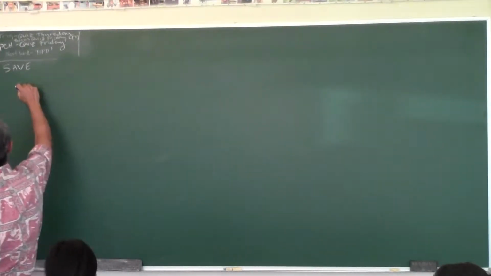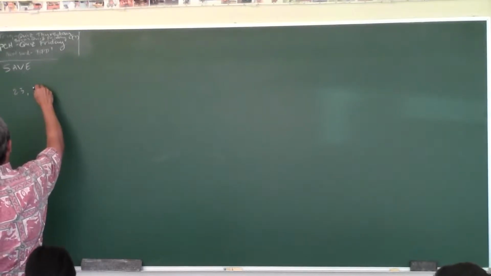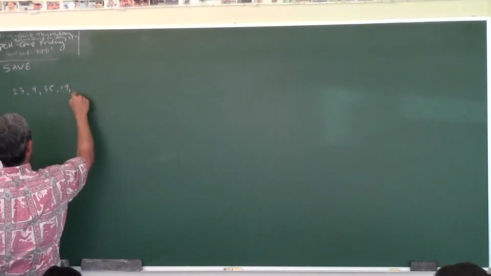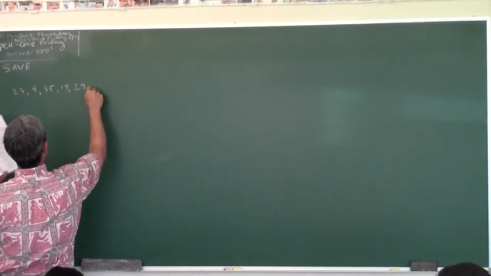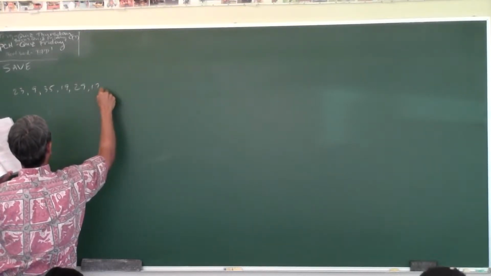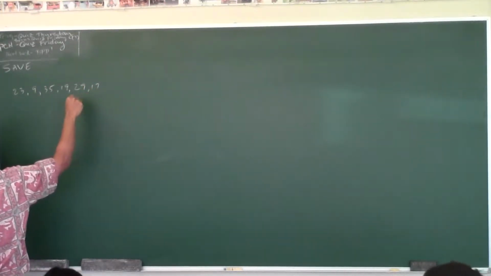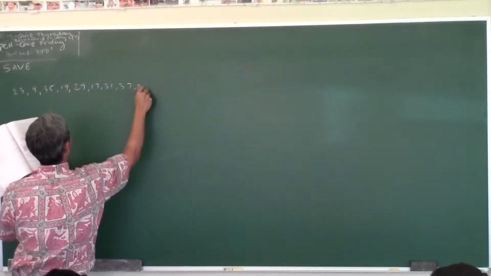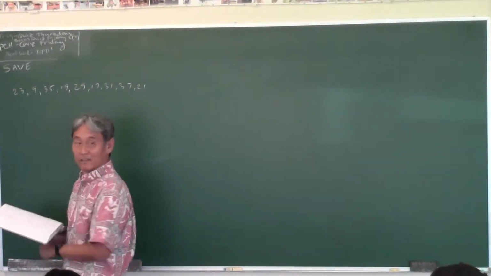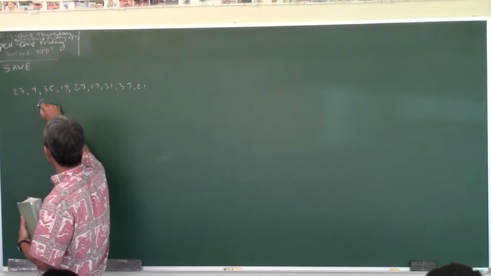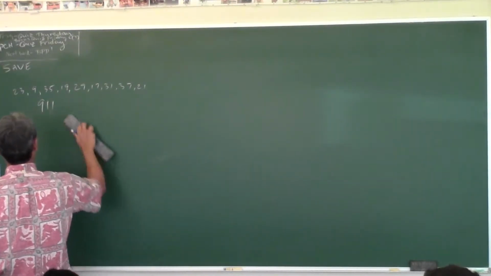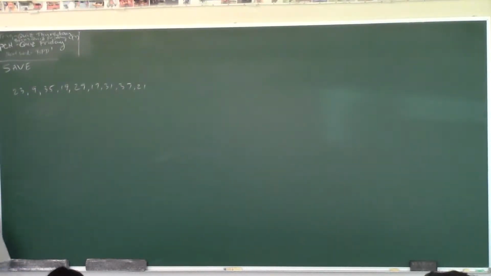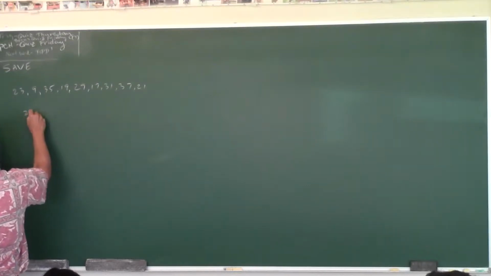Yeah, go. 23. 9. 35. 19. 29. 17. Again, thank you for giving it to me in order. 31. 37. Why not just write all already? Yeah, just write all, 9, 11, all. You guys gotta do something. Man, this is disastrous. Okay, 21.